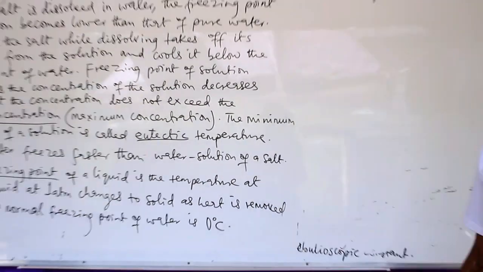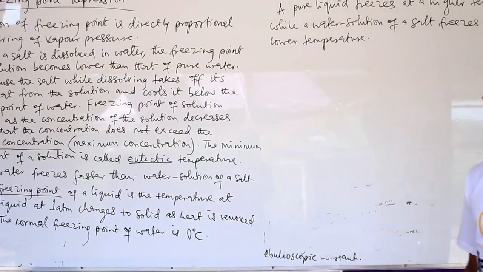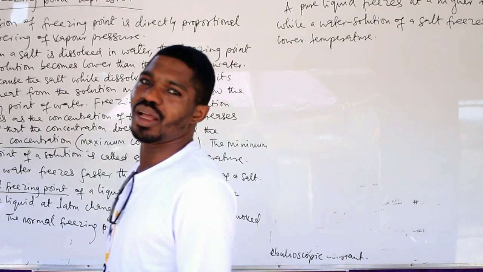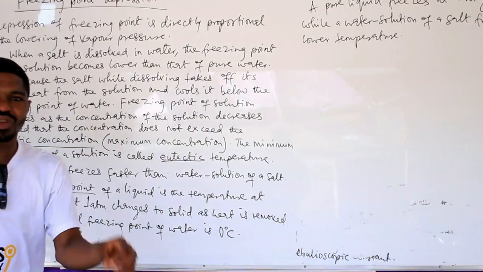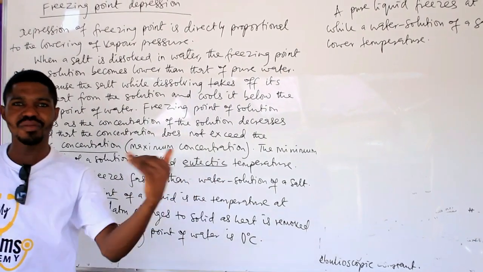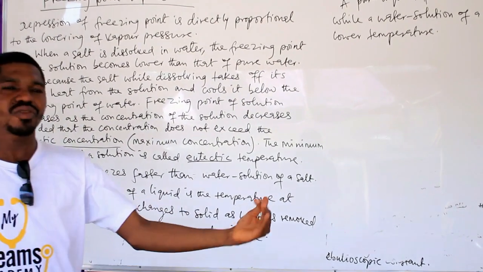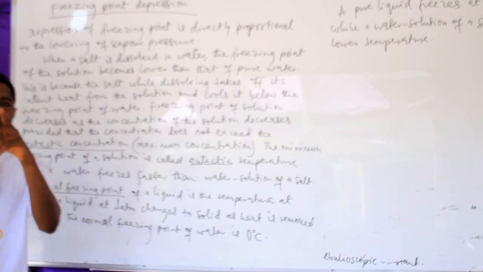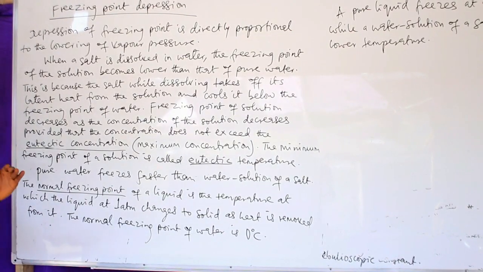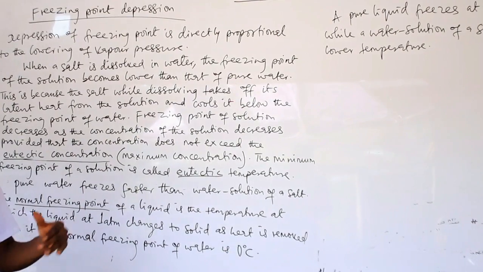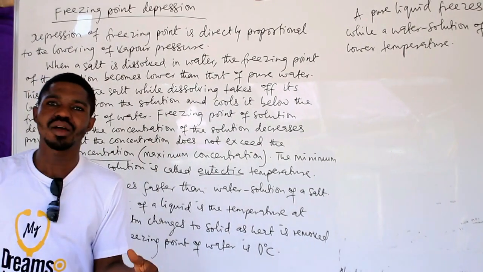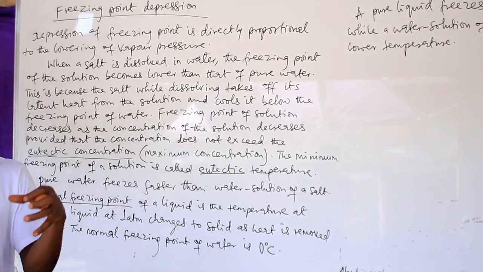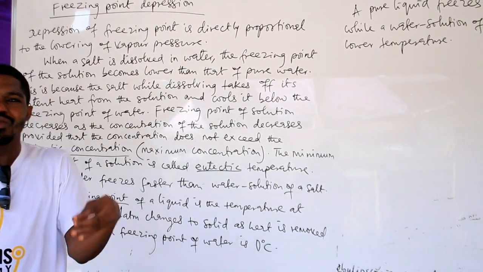For example, when you dissolve a salt in water, that salt, while dissolving, will be extracting heat from the water, thereby cooling the water. Now, it has cooled the water below the normal temperature. When you put such a solution in the freezer and put pure water in the freezer, you are going to find out that the pure water will freeze faster.